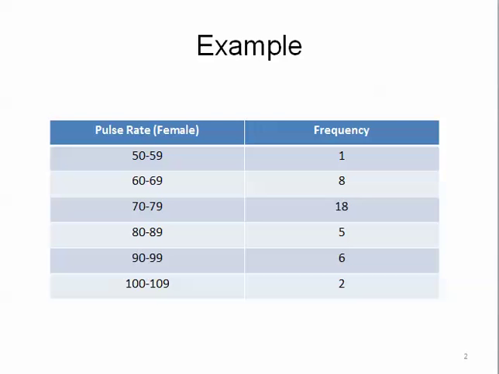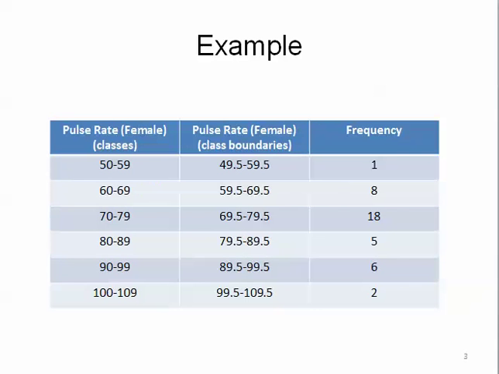Nothing changes, same pulse rate and same classes, and also each corresponding frequency are still the same as you've seen before. But to construct a histogram, what we need on the horizontal scale is to use class boundaries. So here are the class boundaries for all the 6 classes we have. And the reason for that is, for a histogram, the horizontal scale needs to be numerical. Specifically, we don't want any gaps between each class. That's why we use the class boundaries.